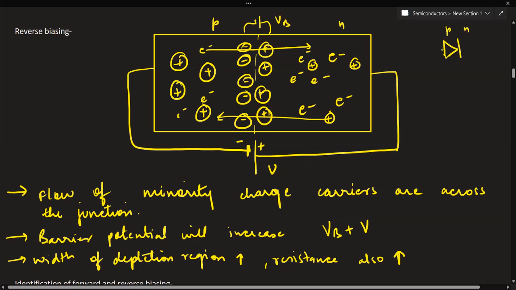Even if you represent this PN junction, it will be in this manner. This is P, this is N. This is connected to the negative terminal, while this is connected to the positive terminal. All right, just note it down.